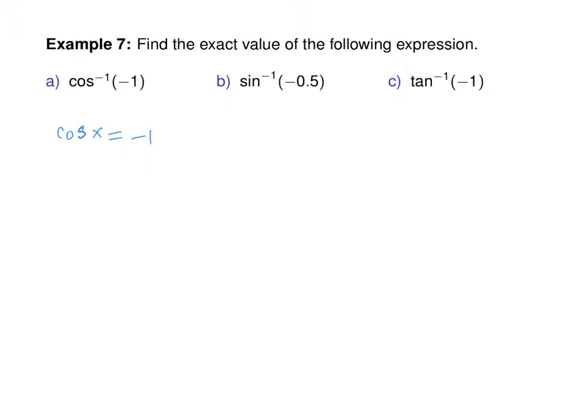Cosine x equals negative 1. What is the interval that you're looking at? 0 to pi, good. Okay, so in 0 to pi, at what angle is the cosine negative 1? Pi. So that equals pi.